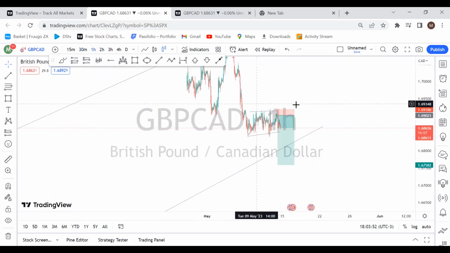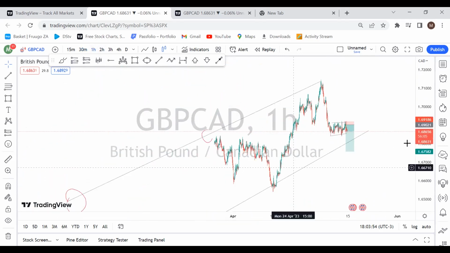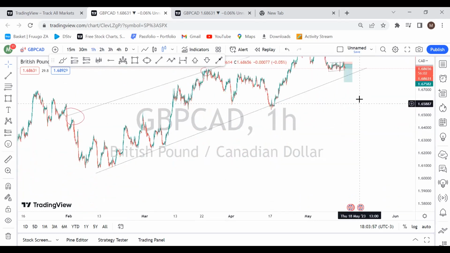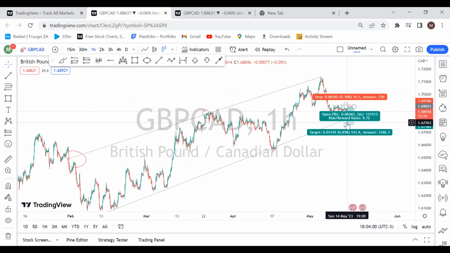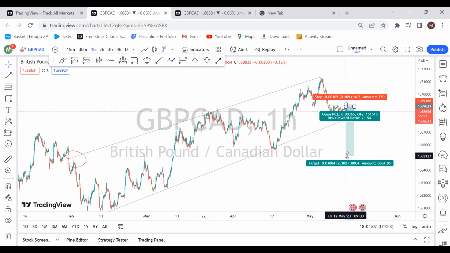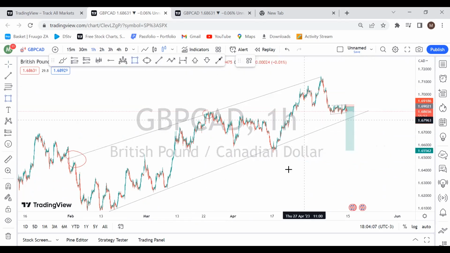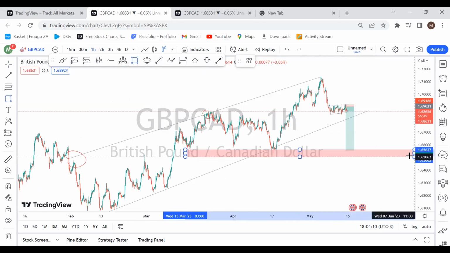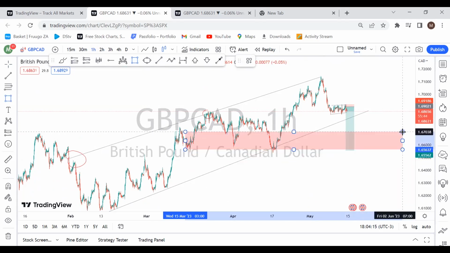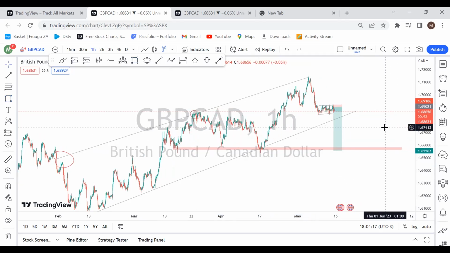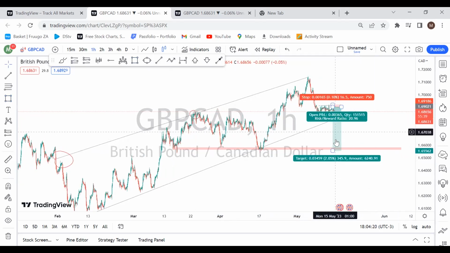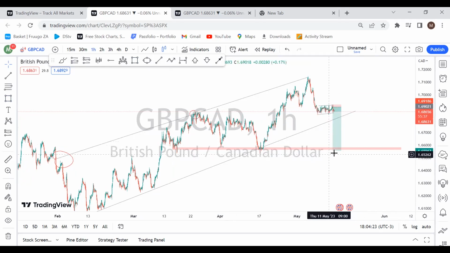Go back to the hour time frame because I was in the 30-minute time frame. So as you can see, this pair has so much potential for a sell, right? But then this would probably be the first target area, right? So that's how it would look. A sell from that point to here, which is roughly 2%. That's quite a lot.